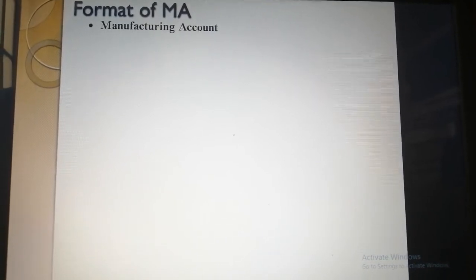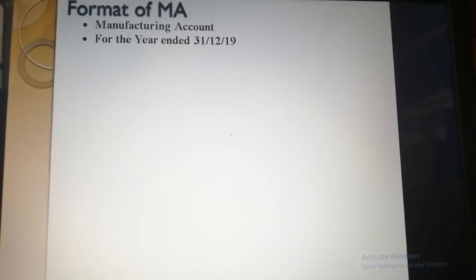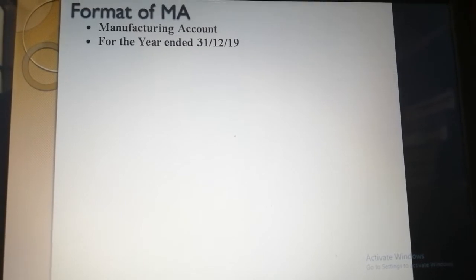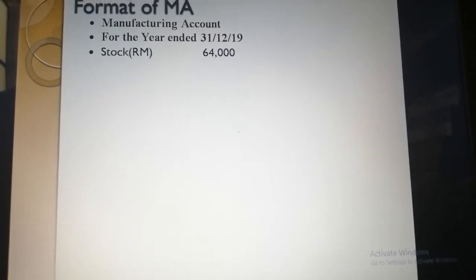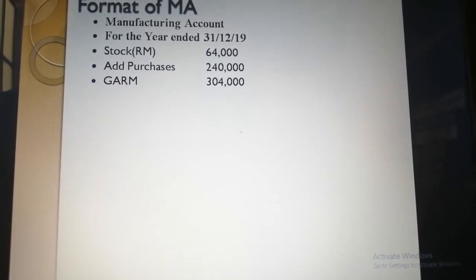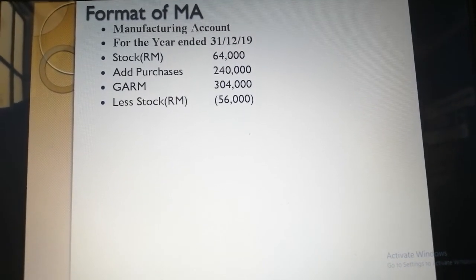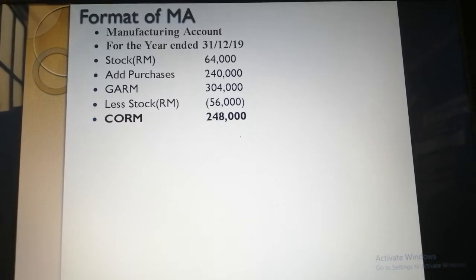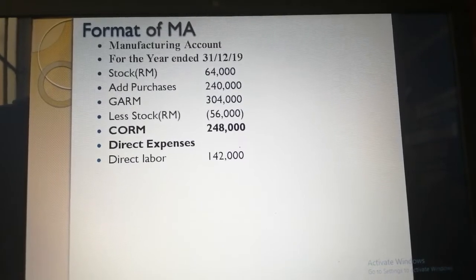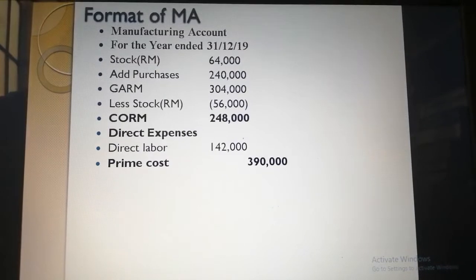Now, our solution. So in manufacturing account, we have manufacturing account for the year ended 31st December 2019, whereby our stock is 64,000. We had purchases 240,000. You get 304,000 less closing stock of raw materials 56,000. You get cost of raw materials 248,000. Direct expense, we have direct labor, which is 142,000. When you total this, you get prime cost. Our prime cost is 390,000.